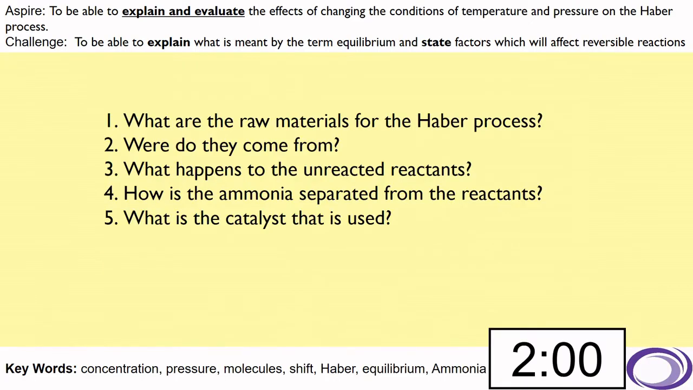Following on from the video, could you please answer the 5 questions on the screen? What are the raw materials for the Haber process? Where do they come from? What happens to the unreacted reactants? How is the ammonia separated from the reactants? And what is the catalyst that is used?